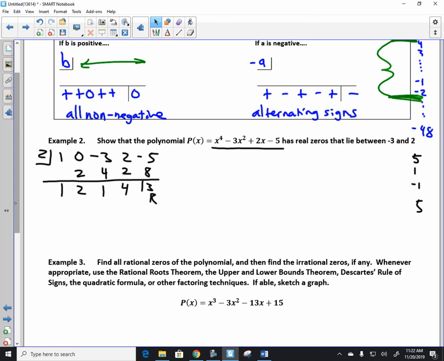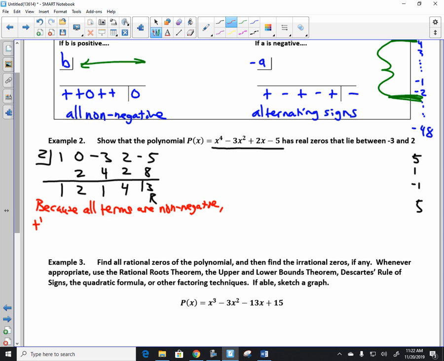So we would say, because all terms are non-negative, there are no solutions greater than 2. Don't try anything greater than 2. It isn't going to work. We don't have time to show you the proof, but it isn't going to work.